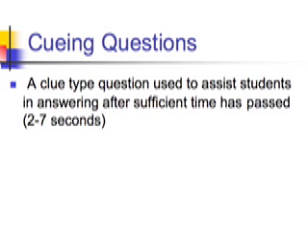A cueing question is a clue type question, and it's used to assist students in answering questions after they've had sufficient time and no one has responded yet. And generally that time period is 2 to 7 seconds.